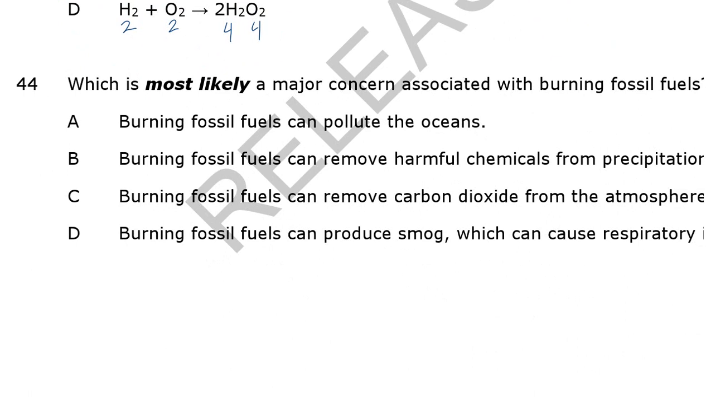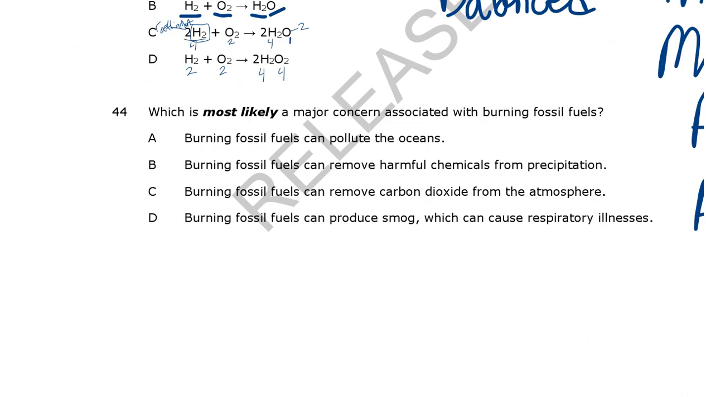All right, if we look at number 44 here, which is most likely a major concern associated with burning fossil fuels. All right. So burning fossil fuels, we produce carbon dioxide. That's a greenhouse gas. So that contributes to climate change. It contributes to the greenhouse effect. There's general air pollution. There's acid rain, although the acid rain is mainly associated with coal.